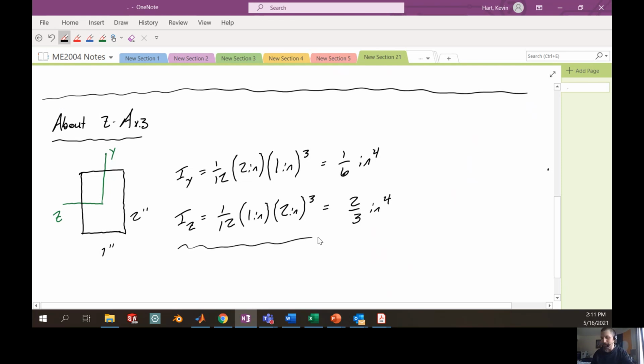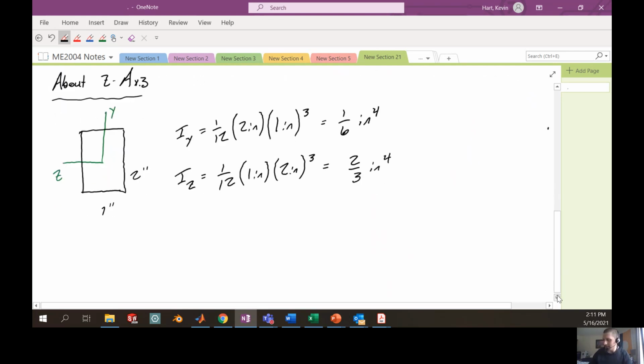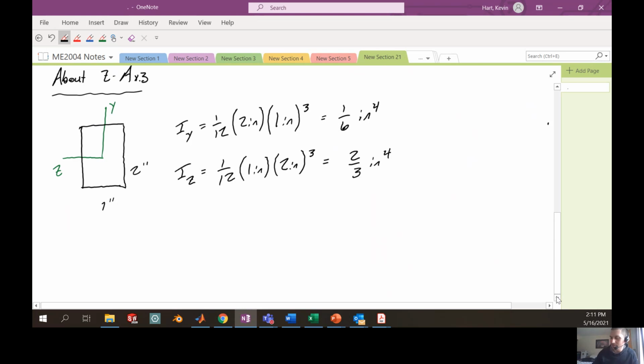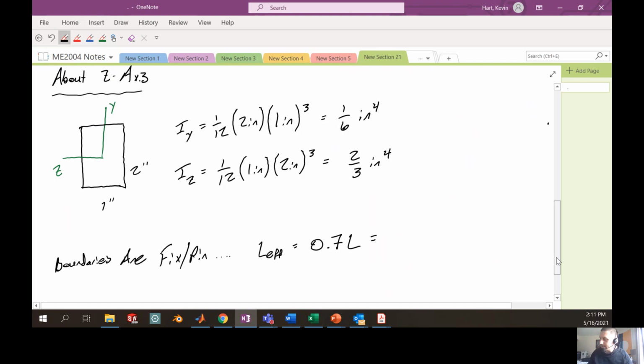Specifically, we're going to start with the z direction. So let's now dive in on that z direction. Remember our boundary conditions are fixed-pinned, which again means that my effective length is 0.7 L. All right. Go back up to my figure.